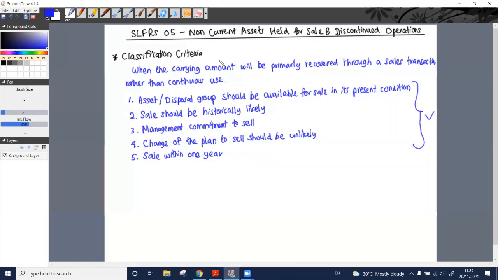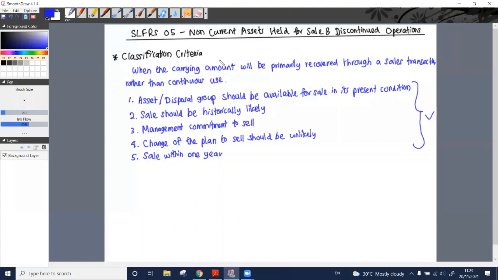Still it is coming under non current assets. So non current assets are separated from there, a machine inside the PPE is separated from PPE, and separately we can disclose it as non current asset held for sale.